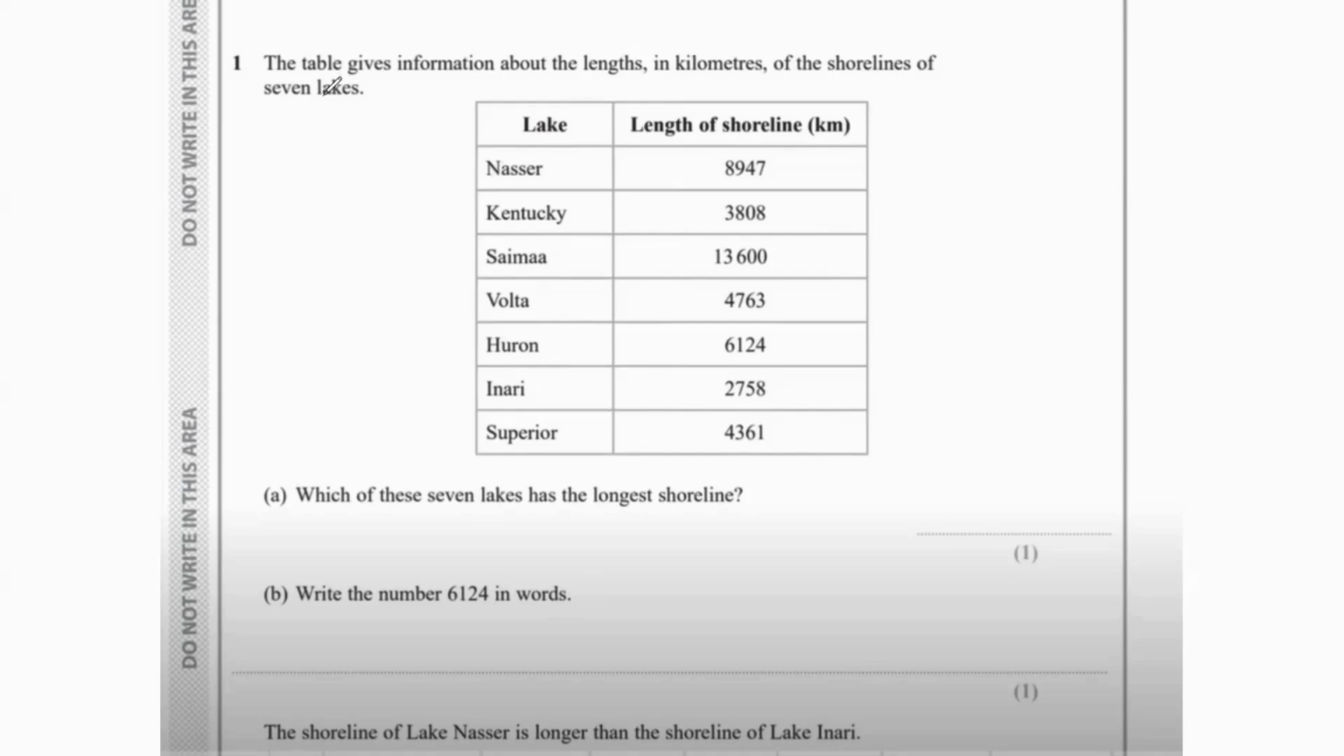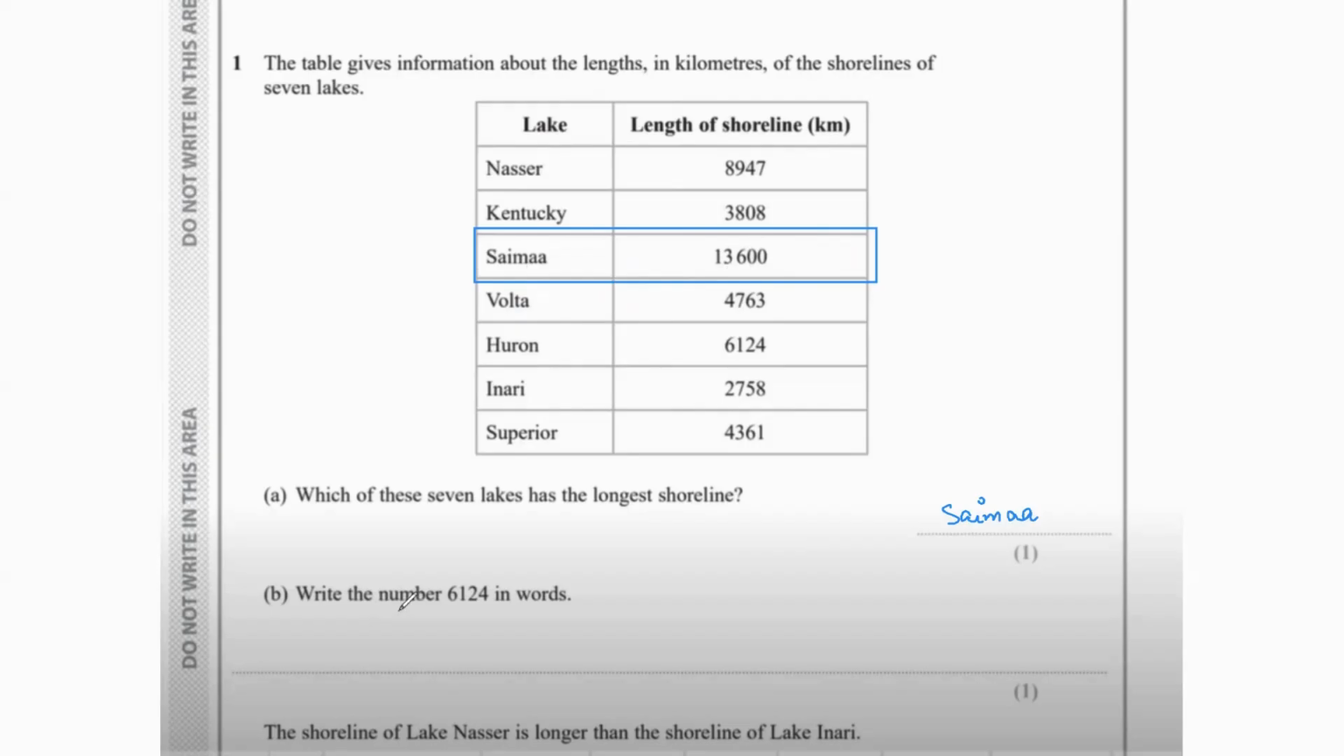In the first question, it says that the table gives information about the lengths in kilometers of the shorelines of 7 lakes. So we can say in this table, the first column is for lakes, and the second column is the length of shoreline. Which of these 7 lakes has the longest shoreline? It is clearly given that this lake has the greatest shoreline, which is 13,600.